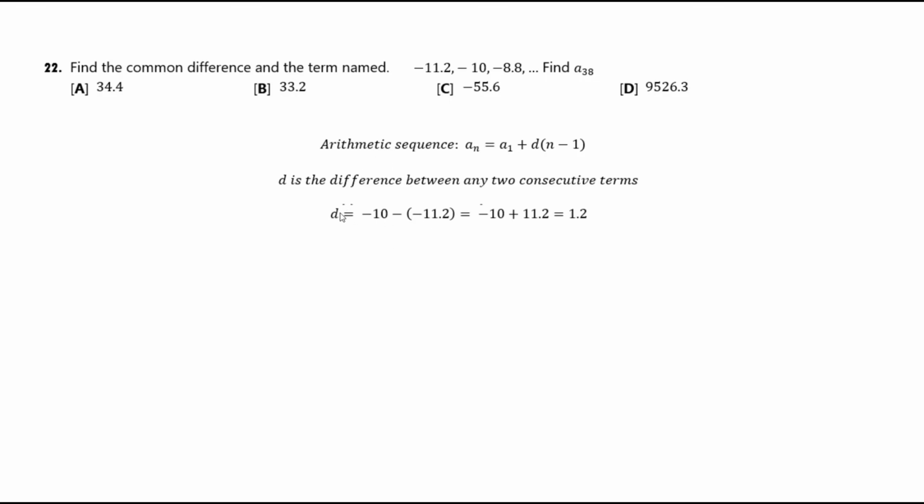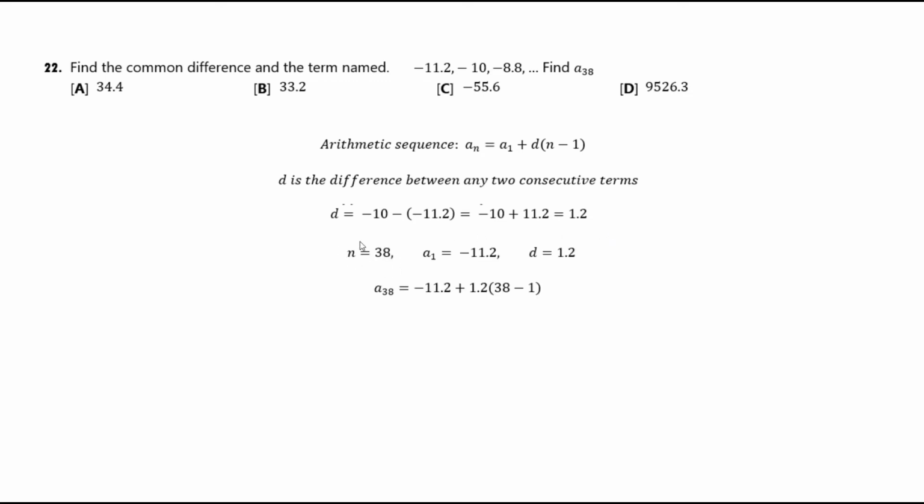In this example, remember that D is the difference between any two numbers that are next to each other. We can pick any two numbers that we want as long as they're next to each other. So I'm going to take the difference between the first two terms, final minus initial. So negative 10 minus negative 11.2. If I subtract those, I get 1.2.